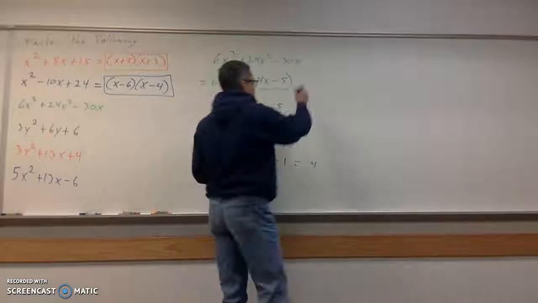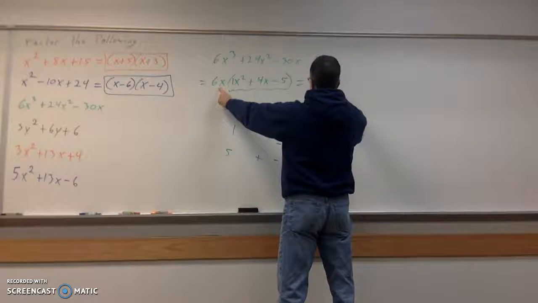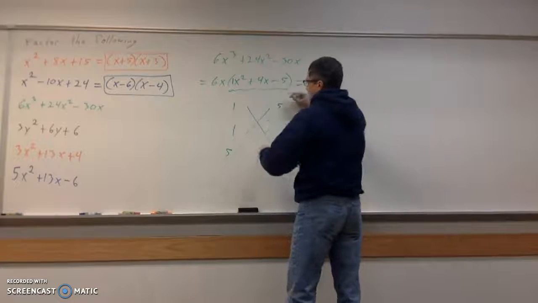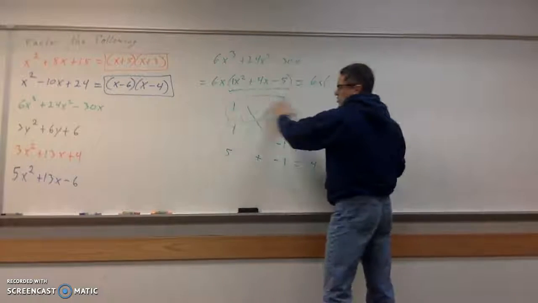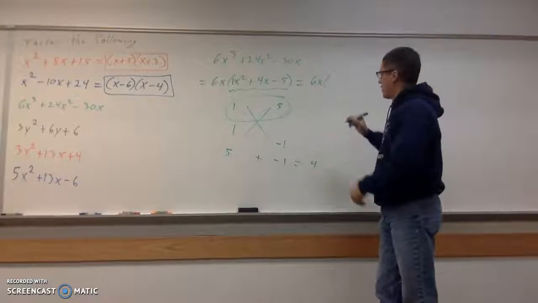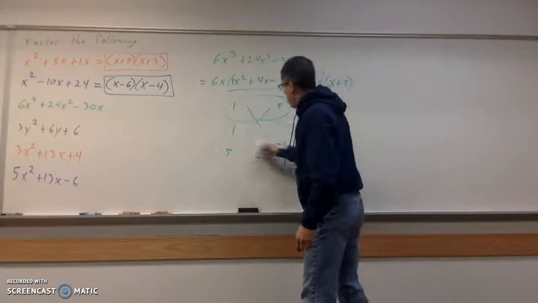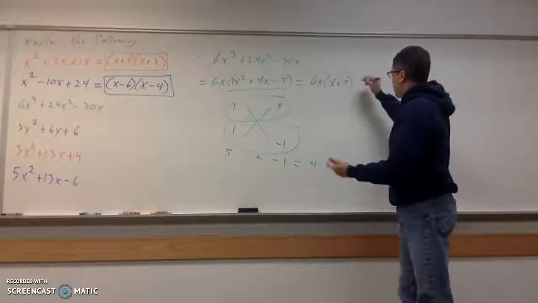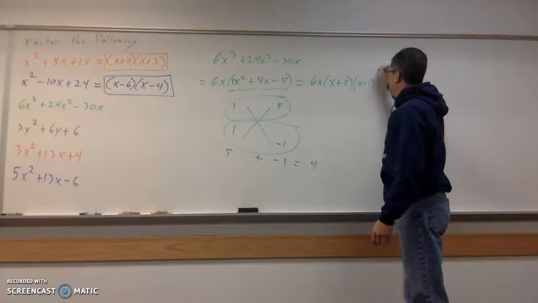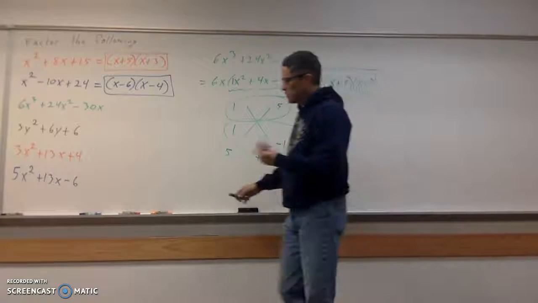Long story short, my factors, don't forget the 6x, are going to be 6x, and then going across horizontally, 1x plus 5, which is x plus 5, and then 1x minus 1, or x minus 1. That one's good. All right, starting to get a feel for this a little bit.